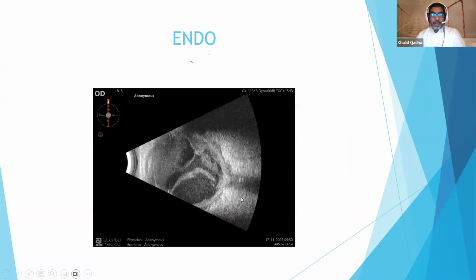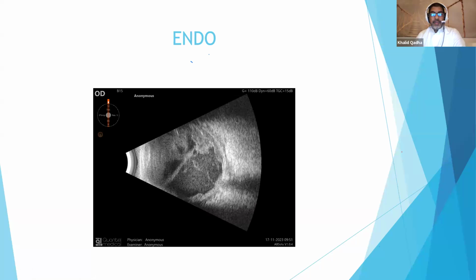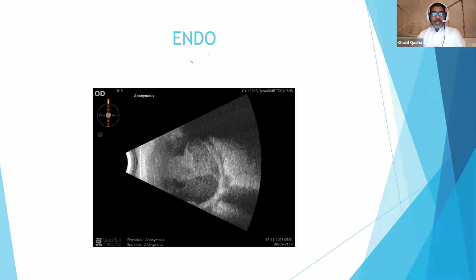This is day 2. You can see also the same, more opacity happened after they injected the antibiotic in the eye. This is day 3, and this is day 4. This is the last day, and after that, unfortunately, this patient went to evisceration because it started to be bad in the endophthalmitis.